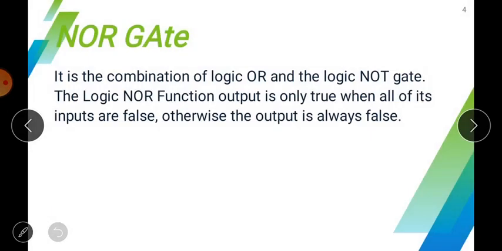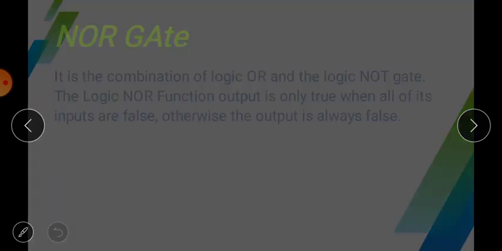Now moving forward, the next gate we have is the NOR gate, and the NOR gate is a combination of the OR gate and the logic NOT gate. Means the NOR gate is an inversion circuit of the OR gate. According to the NOR gate, the output is only true when all of its inputs are false, otherwise the output is always false.